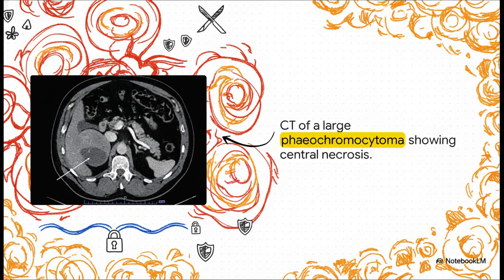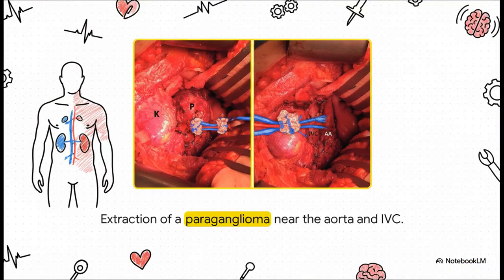And this brilliantly illustrates what we're up against. Notice the characteristic central necrosis on this scan of a large phaeochromocytoma. These tumors are incredibly vascular, they're fragile, and they are so metabolically hyperactive. Just physically handling them during surgery can cause massive, instantaneous catecholamine surges. That right there is exactly why that meticulous preoperative medical blockade we just talked about is absolutely non-negotiable. This visual really highlights the immense technical challenge you'll face in the OR.